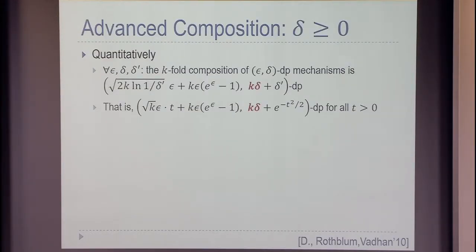Okay, now, what is it? Oh, and just let me mention that the argument when delta is not 0, first of all, the statement of the theorem is the same, except we have k times delta here. So the deltas are adding up. And the argument is essentially the same as the argument I gave you, and it uses that fact that I stated earlier, that one interpretation of epsilon delta differential privacy is that with probability 1 minus delta, the loss is bounded by epsilon.